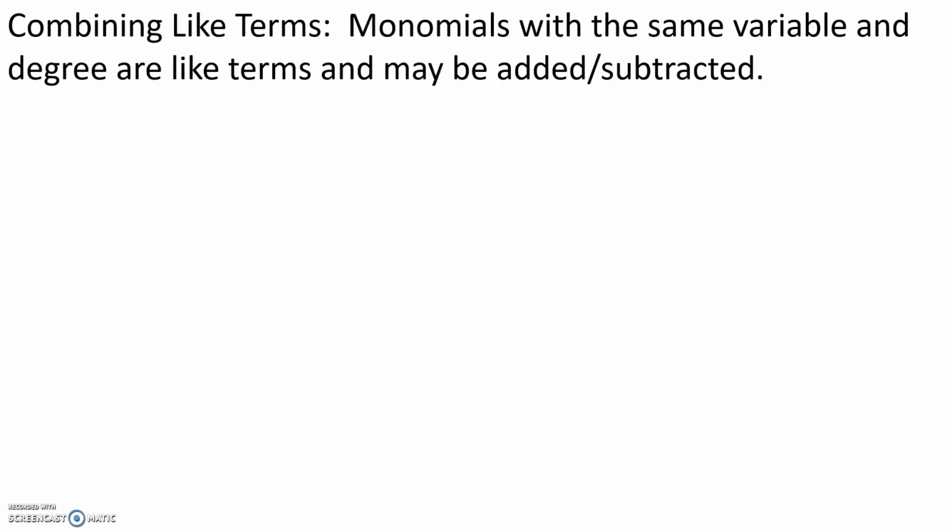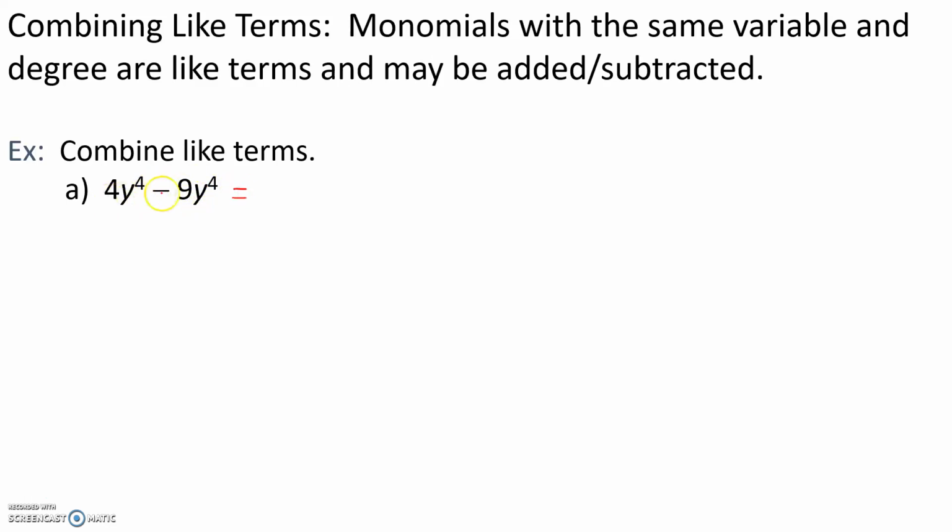Combining like terms. Monomials with the same variable and degree are like terms and may be added or subtracted. Combine like terms. 4y to the fourth minus 9y to the fourth. Since y to the fourth has the same variable and the same exponent, these are like terms. In order to add or subtract like terms, we add or subtract the coefficients. In this case, 4 minus 9 will be negative 5, and we keep the variable and the exponent unchanged. So when we combine like terms, our answer is negative 5y to the fourth.